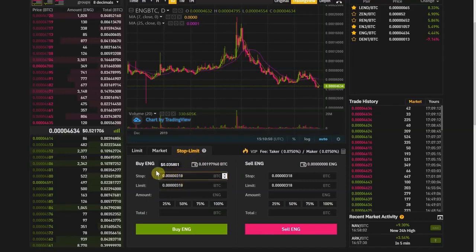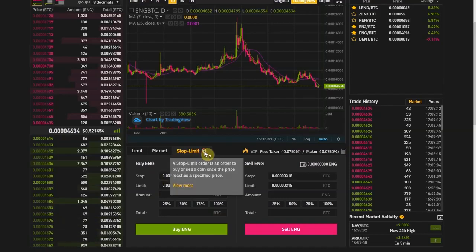I mean, it doesn't really mean the same thing. What the stop limit order is, you have to choose a stop price. Let's see if they have some help here. Stop limit order is an order to buy or sell a coin once the price reaches a specified price. Yeah, okay. They don't use the word stop or limit, but okay.